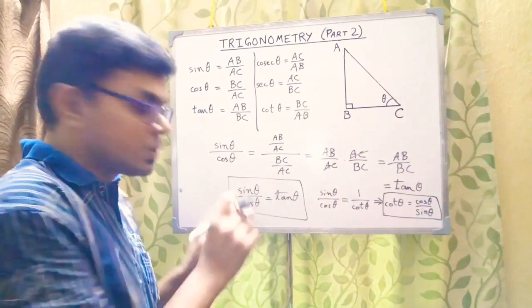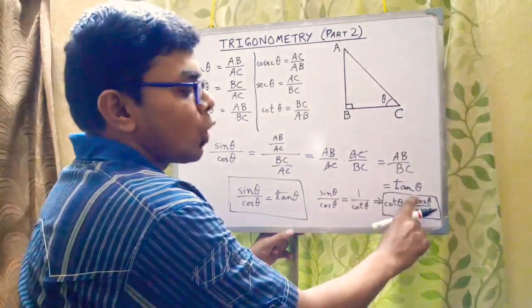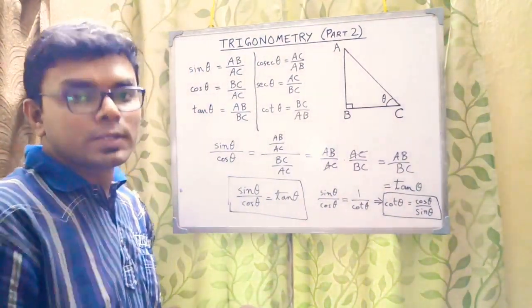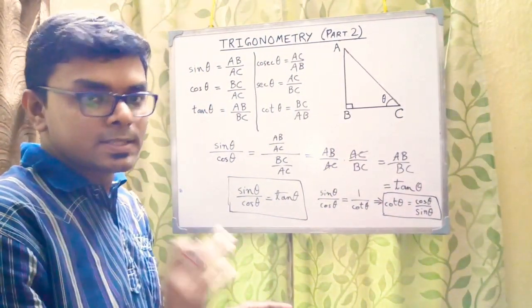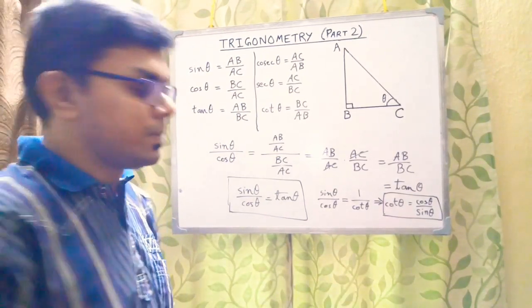So we have learnt two new identities here. Sin theta by cos theta equals tan theta, and cos theta by sin theta equals cot theta. Please note these things down. Okay, so let's move on with some other identities which are very important.